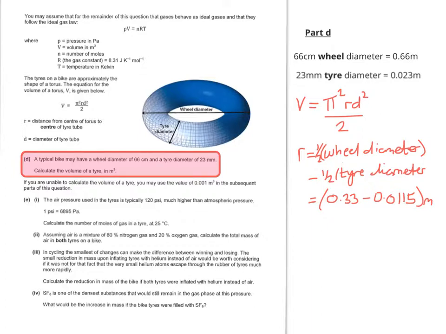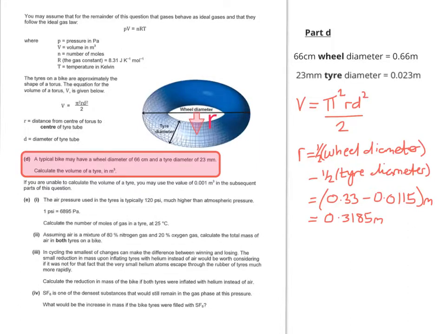So using the information we're given about how to work out the volume of the torus, we have to think about what R is. R is not necessarily just radius. R is the distance from the center of the torus to the center of the tire tube. So that means you have to halve the wheel diameter and halve the tire diameter. So that gives you 0.33 minus 0.0115, which is 0.3185 meters.